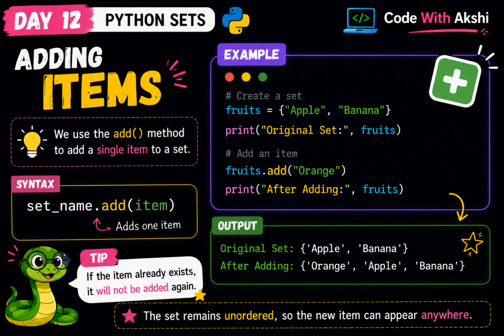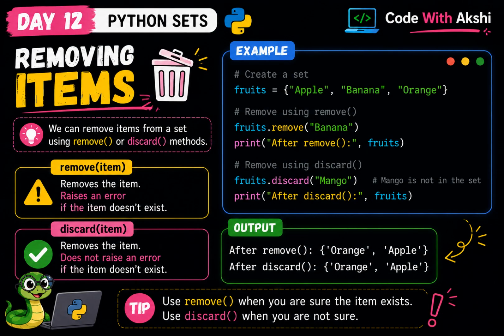Now let's learn how to add new items to a set. To add a single item, we use the add method. Simply write the set name followed by add, and place the new item inside the parentheses. If the item is already present, Python won't add it again because sets only store unique values. That's one of the biggest advantages of using sets. We just need to write fruits.add, and inside the parentheses we write the item that is to be added.